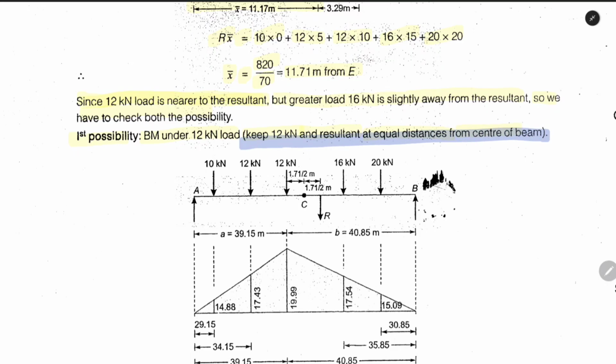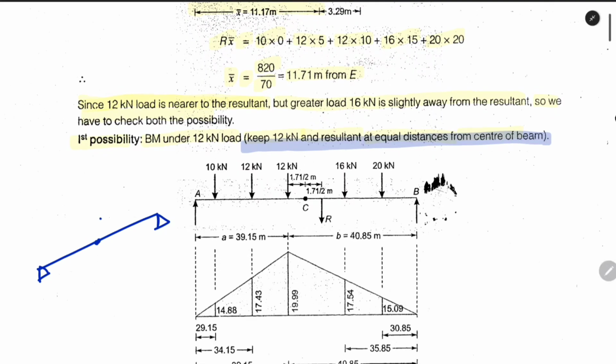What we do, we have one simply supported beam and this is the center of the beam, and we have a line of point loads. We have found the position of the resultant of the line of point loads. So this is the resultant and this is the 12 kilonewton load, and here it will be 12 and then again there will be 10 and here it will be 16 and here it will be 20.